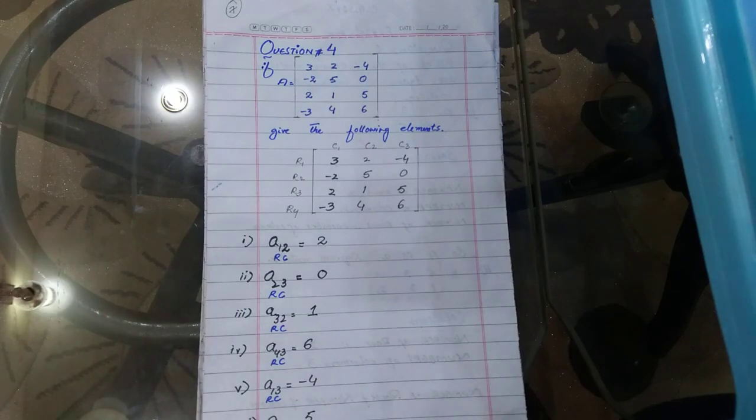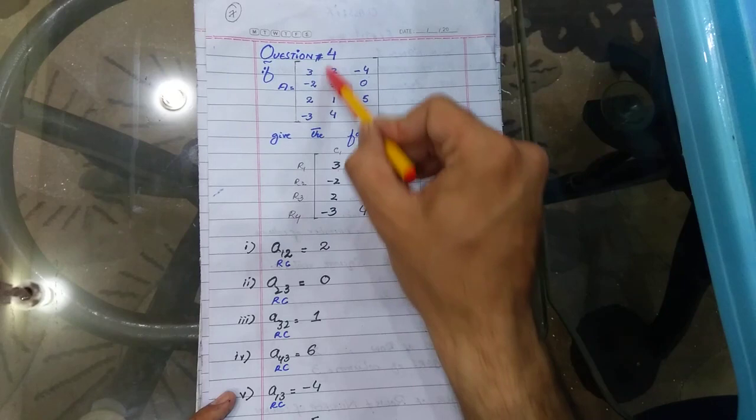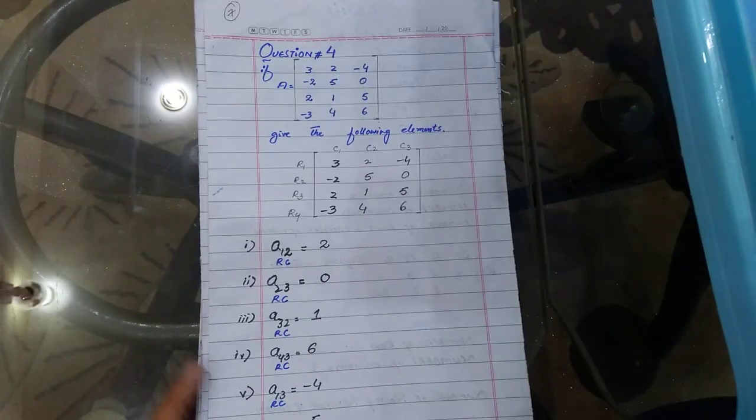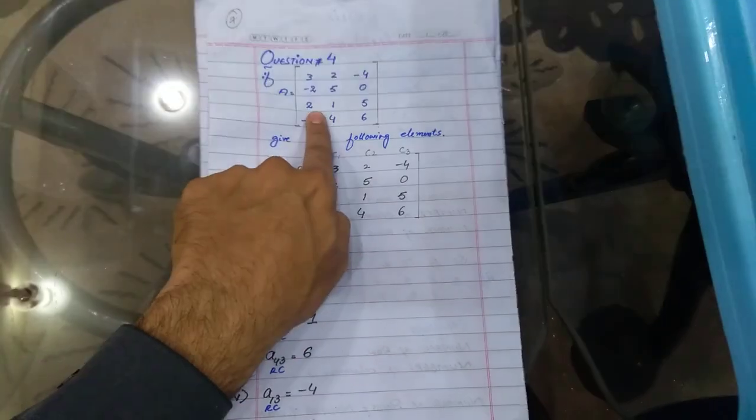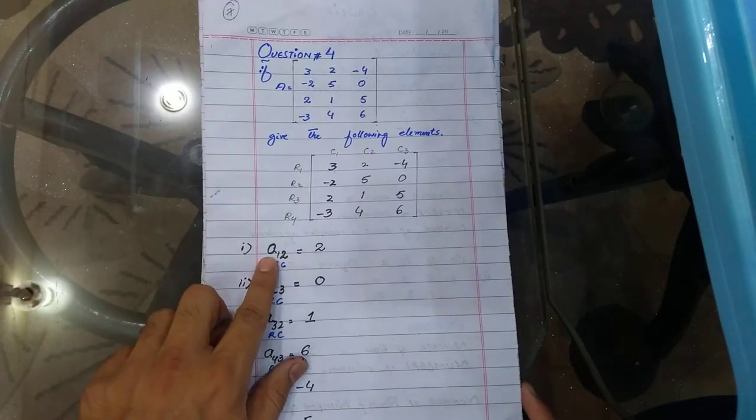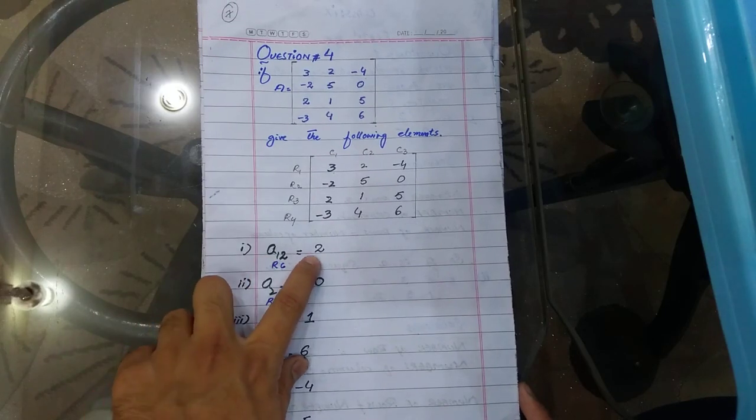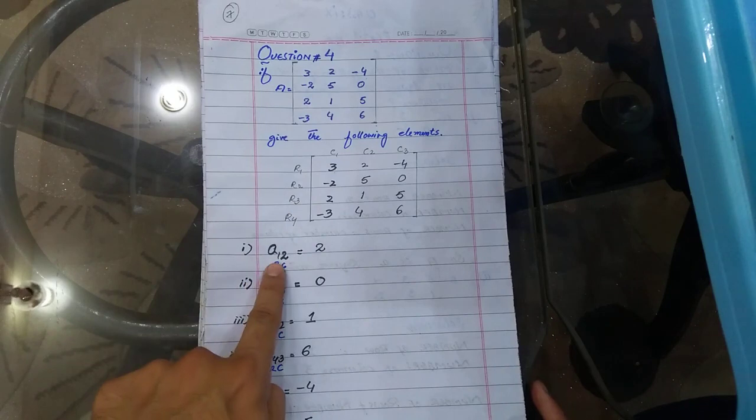Now students, a matrix is given to you. Its order is 4 rows and 3 columns. What does he want from us? He is asking us to find the entries at a few positions in this matrix A. So you have to tell him the entries corresponding to each position. You just have to mention the entries at the corresponding positions.